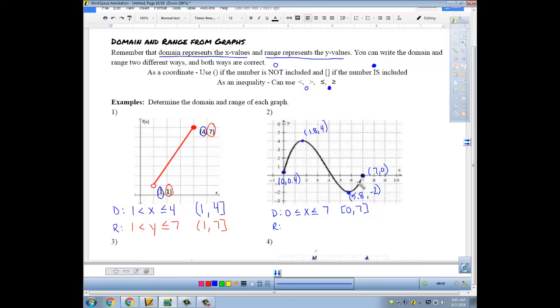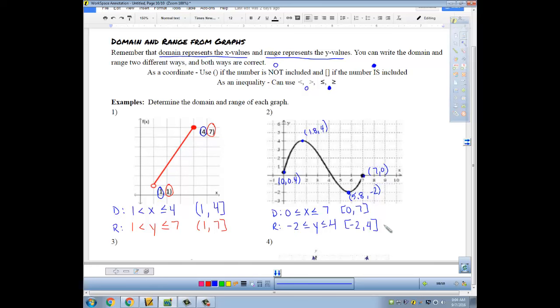So the lowest that my graph ever got was -2. We're talking about y, so y is less than or equal to the highest point, which was 4. So this just tells me y is anything less than 4 and y is anything greater than -2. So as a coordinate, that would be -2, 4, using brackets.